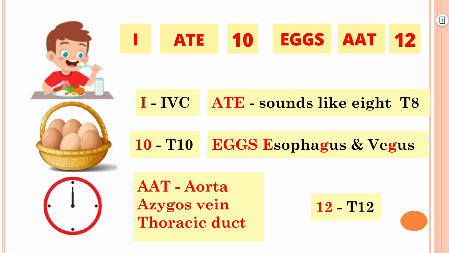I stands for IVC. 8 sounds like the number 8, so T8. IVC crosses the diaphragm at T8. 10 is level T10. E for esophagus and G for vagus, so the esophagus and vagus nerve cross the diaphragm at T10. And at 12, A stands for aorta, another A stands for azygos vein, and T stands for thoracic duct at level T12. So these three structures cross the diaphragm at T12.